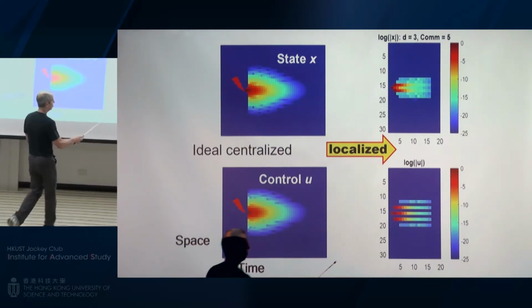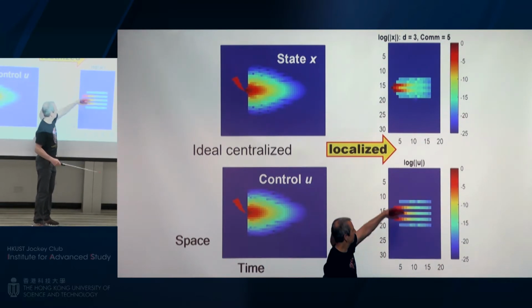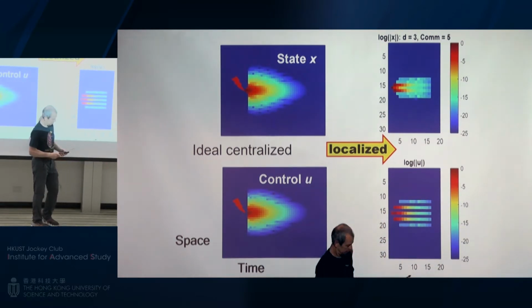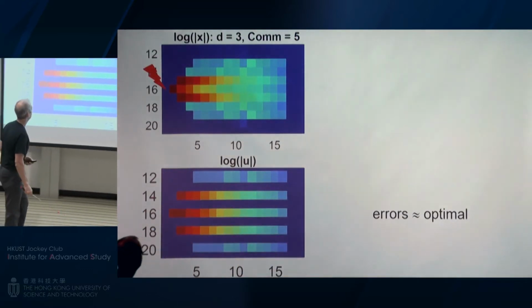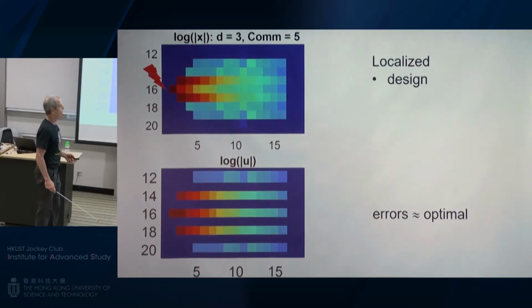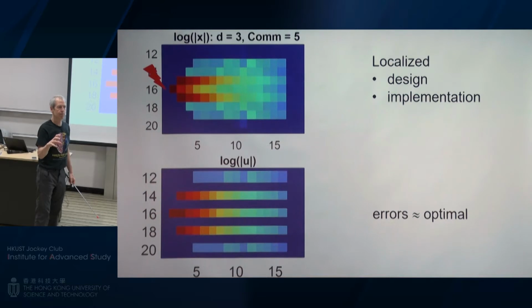It's also sparse actuation. I don't want to actuate every point. I'm actuating every other. Let's zoom in on that and see what's going on, right? The errors are nearly optimal. It's localized in design and implementation. Again, that's not obvious, but you can kind of imagine that it's true. That when I design, I only have to have a little patch of the system. Then when I implement it, I only need a little patch of the model to implement it. So very cheap.